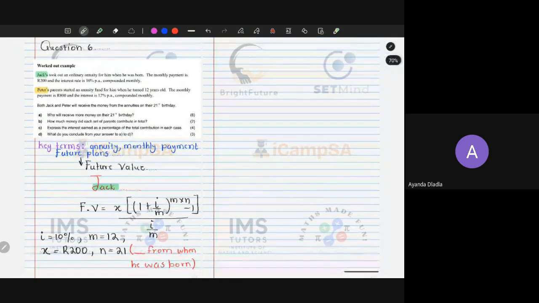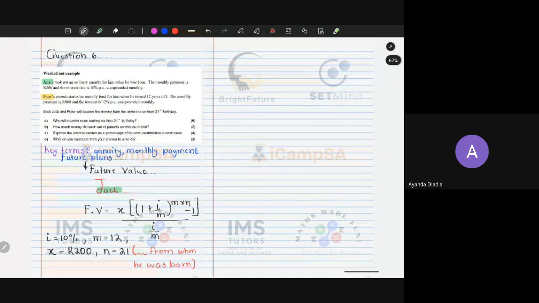So we can go ahead now and figure out what is the future value. So FV for Jack, this will be 200 into 1 plus, we have 10%. And remember, this is compounded monthly, so we'll have 12 times 21 minus 1. And all of this is divided by 10% divided by 12. What is the future value, guys?